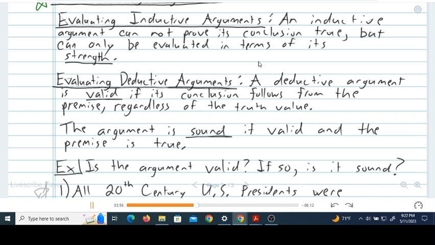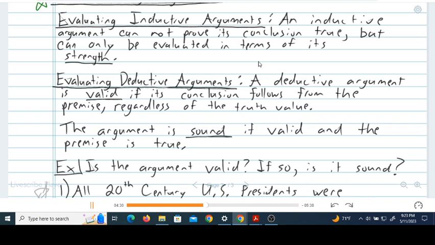You can also have very weak inductive arguments. For example, if I'm out driving around and the past 3 times a driver cut me off, they were driving a red pickup truck. Therefore, all drivers who drive a red pickup truck are poor drivers and cut people off. That's a pretty weak argument.